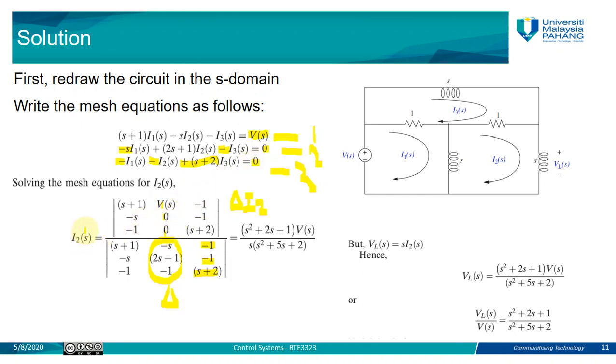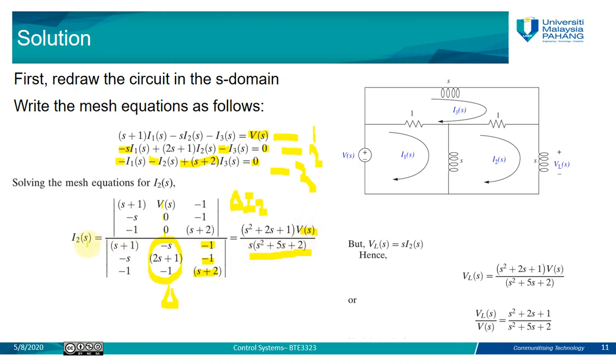Now we can open this determinant by using any method you know from mathematics. After you open this determinant and that determinant, you will get this value: s square plus 2s plus 1 times Vs, because we have Vs here, so Vs will stay here, over s times s square plus 5s plus 2.